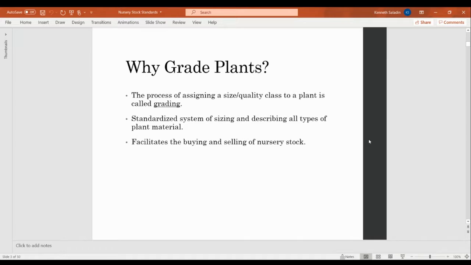So in other words, if you're a landscaper and you want to buy a 2.5-inch caliper tree, for example, you want to know that the nursery is going to sell you a 2.5-inch caliper tree. So if the nursery, the grower, is using the guidelines, then you as a buyer have some indication that you're getting what you think you're getting.